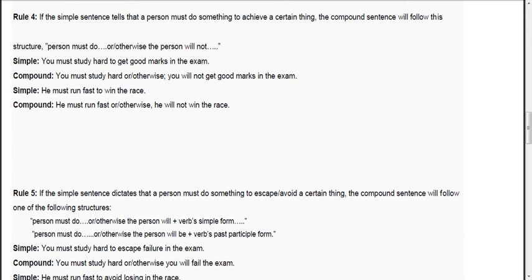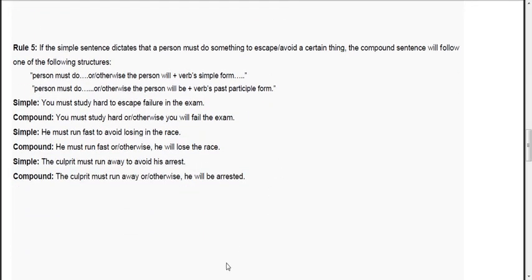So what does rule 5 say? Rule 5 says, if the simple sentence dictates that a person must do something to escape or avoid a certain thing, the compound sentence will follow one of the following structures: person must do, or otherwise the person will be in simple form, or person must do, or otherwise the person will be in participle form. Like the earlier one, here also a person must do something, but here the person must do something to escape or avoid a certain thing. So here we had achieving things, and here escaping or avoiding things.